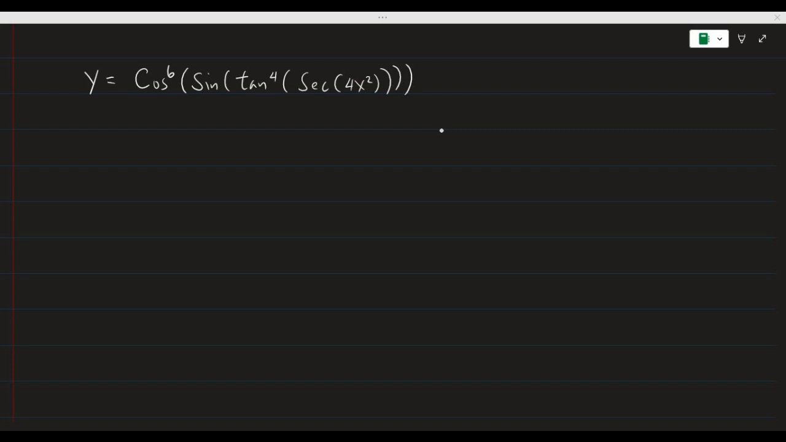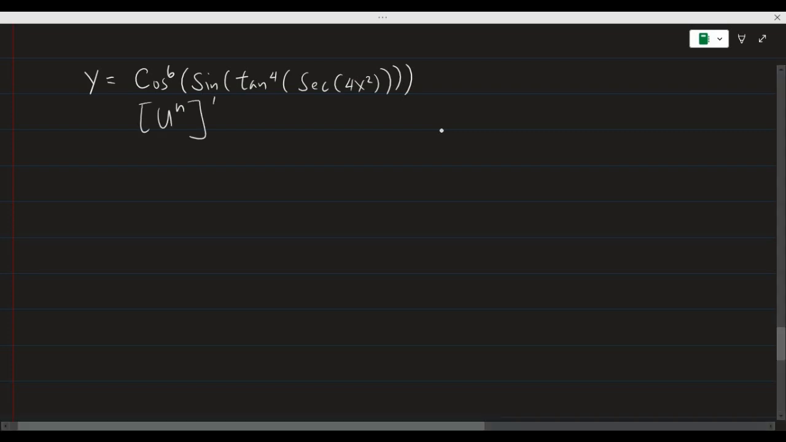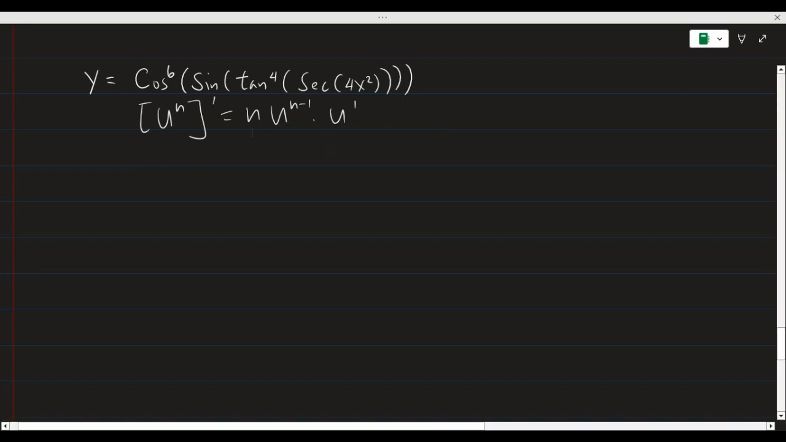For our reference, let's first write down the formulas for the power rule and the chain rule. If we have a function u raised to the n, then its derivative is equal to n u to the power of n minus 1 multiplied by the derivative of u, where u is the base function. So this is the power rule.